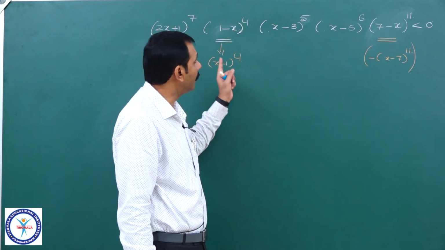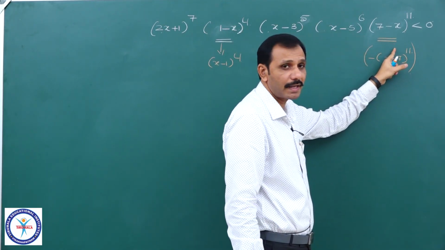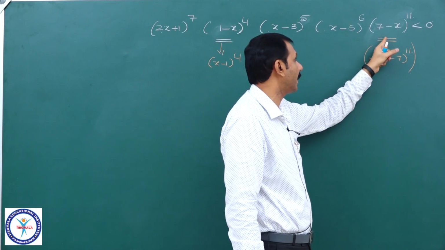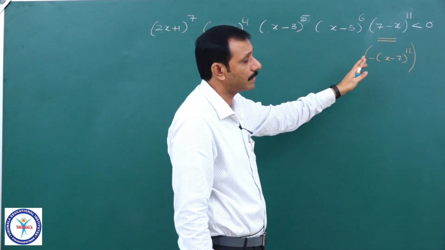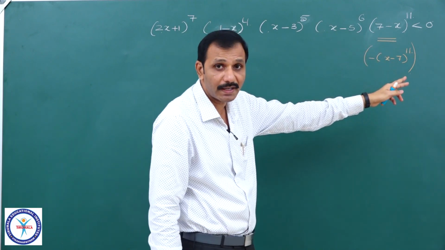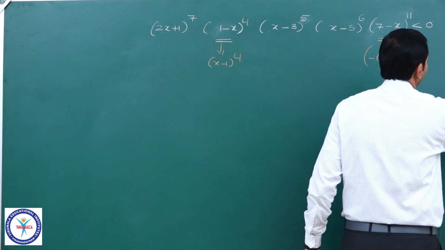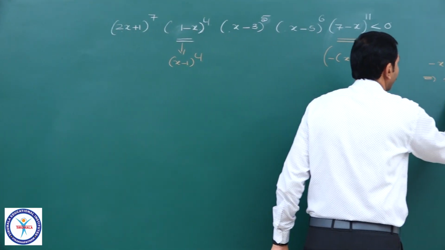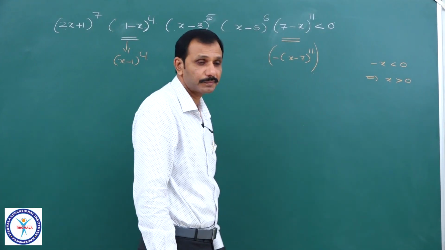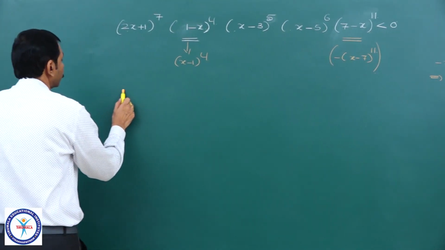So now what I will do, I will multiply this factor with a minus sign to make it x minus 7 whole power 11. When you multiply with a negative sign, the inequality will get reversed. That is, whenever minus x is less than 0, you know that x will become greater than 0. Therefore, I will do that here.